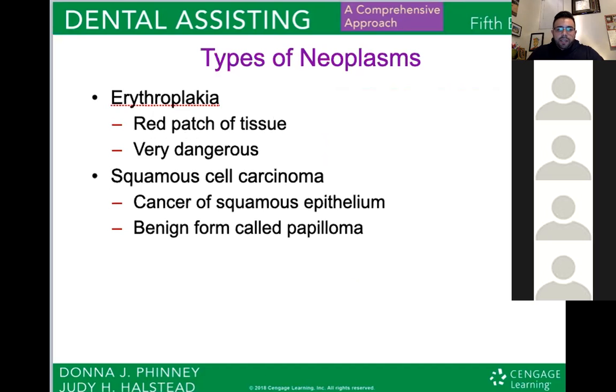Erythroplakia is any red patch of tissue in the oral cavity that cannot be associated with inflammation and is a very dangerous lesion. It most commonly can be seen in the soft palate, the retromolar pad area, which is that meaty area right behind the last molar, or the floor of the mouth. It usually is found in patients over 60 who have used tobacco and alcoholic beverages chronically.